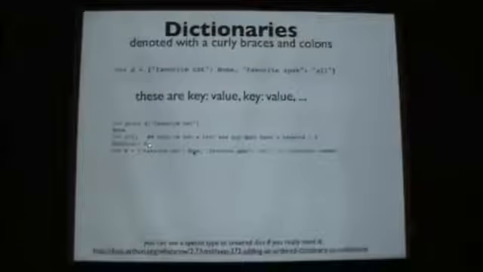Let me create something else. E is equal to a dictionary where one key is favorite cat. And you know it's a string and it can have spaces in there. It's none. Favorite spam, all. And the number 1, which if you ask Google what's the loneliest number, it will respond with 1.